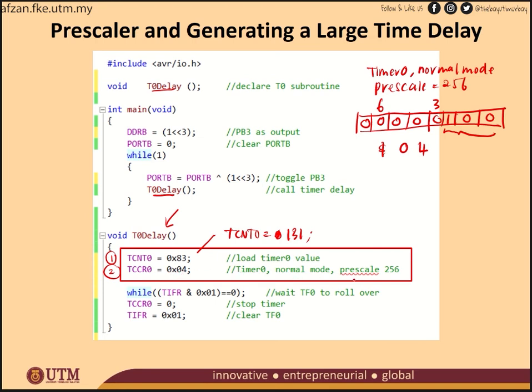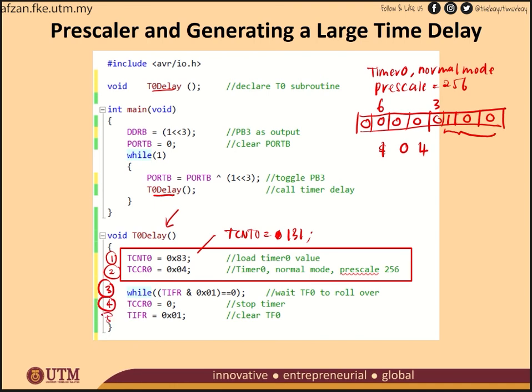with prescale of 256. And then number 3, monitor your TOV0 flag. You can put while TIFR AND with 0x01 is equal to 0. If yes, then you keep repeating. If the TOV0 flag equals 1, you exit this while loop and stop your timer by putting TCCR0 equal to 0.